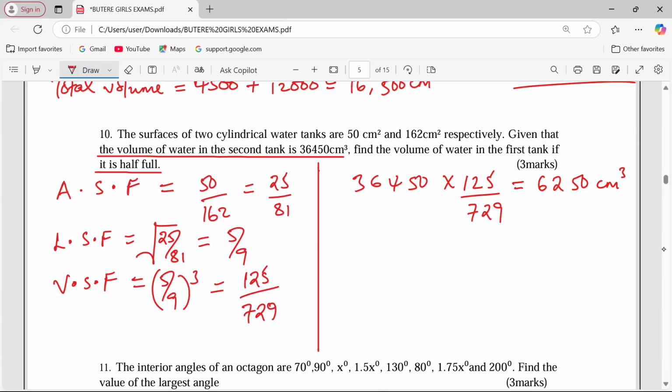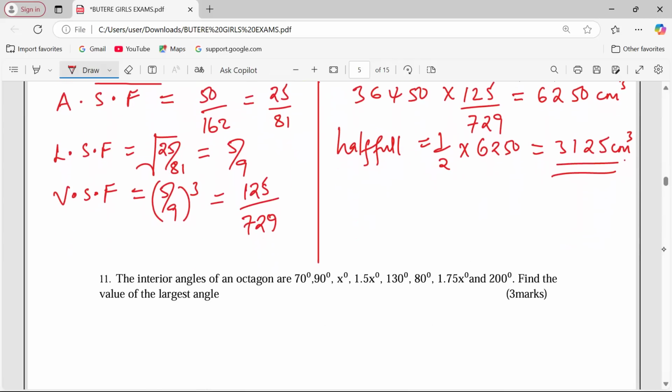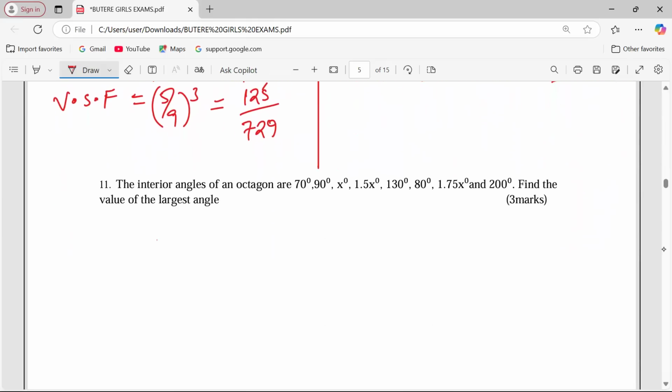But now we are told it is half full. So half full will be half multiplied by the total volume of this tank. So we have to divide this by 2 at the end of the day. This gives us 3125. Yeah, the language in this one has really been concentrated, but you people should be able to maneuver through and come up with right answers to all the questions.